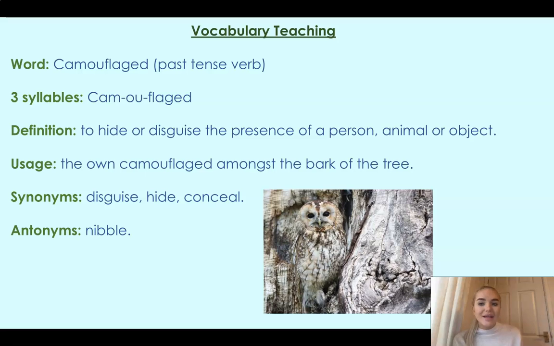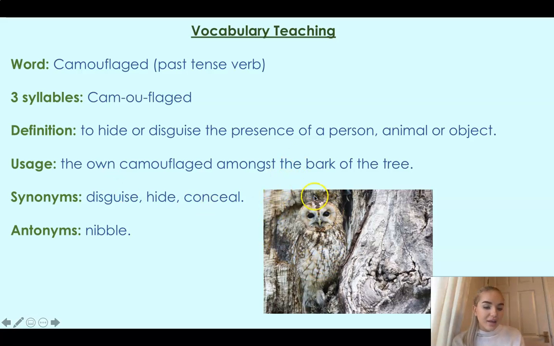The word is camouflage. It's a verb, it's a doing word, and because it's got that ed suffix at the end, it means it's a past tense verb. It has 3 syllables, camouflaged, and this word camouflage means to hide or disguise the presence of a person, animal, or object. So this is meant to say owl. The owl camouflaged amongst the bark of the tree.